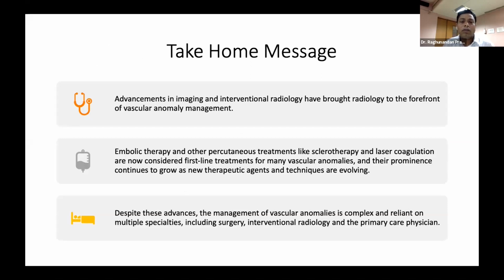So, to conclude my talk, advancements in imaging and interventional radiology have brought radiology to the forefront of vascular anomaly management. Embolic therapy and other percutaneous treatments like sclerotherapy, the kind of cases just shown by Dr. Rajiv, with such good results, can now be considered first-line treatment for these vascular anomalies. However, despite these advances, treatment remains complex and recurrences are quite common, and it remains a multimodality treatment, including surgery. Thank you.